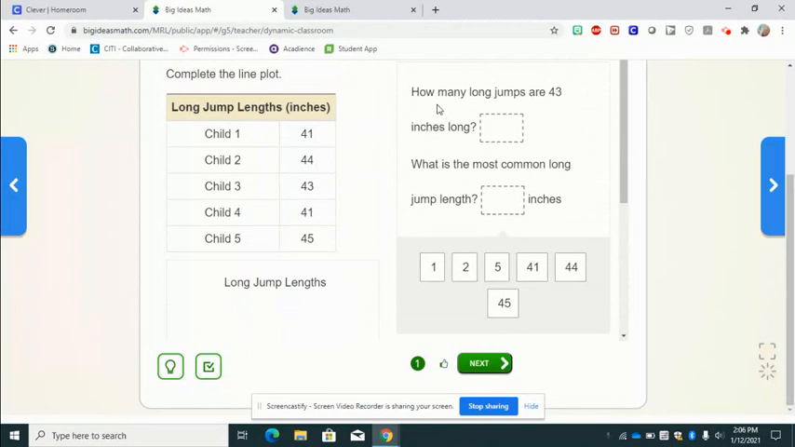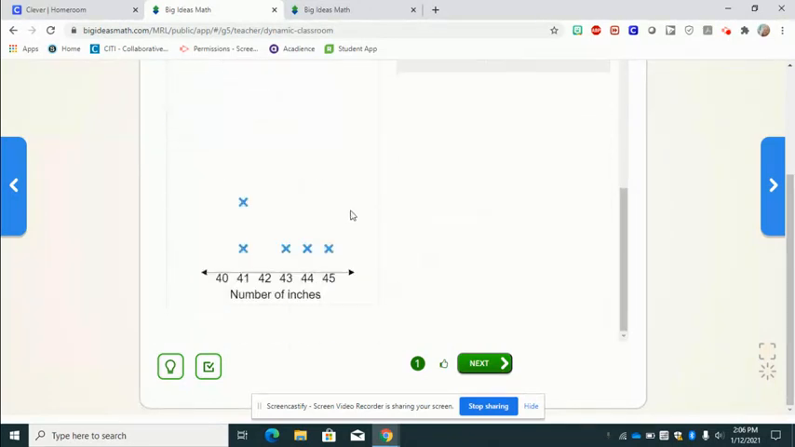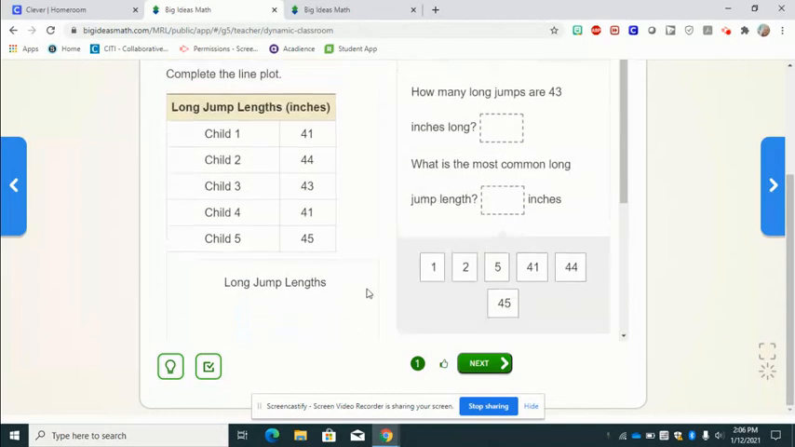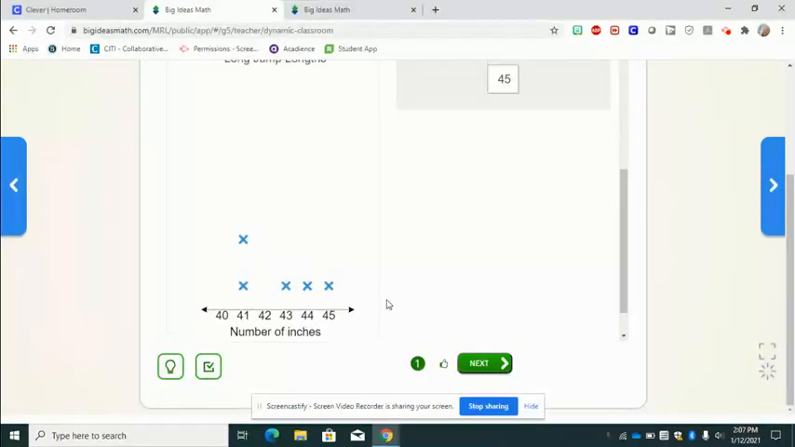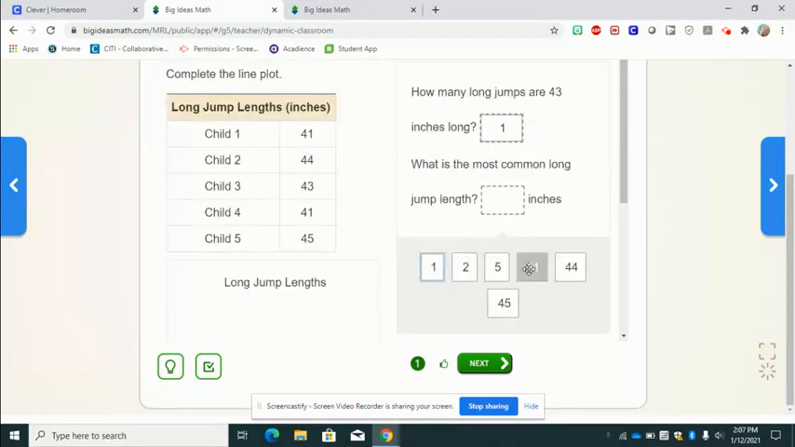The first question says, how many long jumps are 43 inches long? So if we go down here and look at the number 43, how many X's do we have over the number 43? We have 1, so our answer is 1. Only one jump was 43 inches long. What is the most common long jump length? So now we're going to look to see which one had the most. And 41 had the most because it had 2. The rest of them had 1. So 41 is the most common.